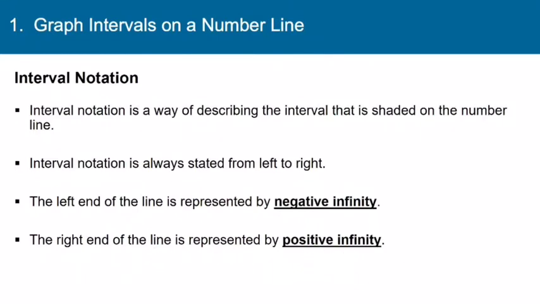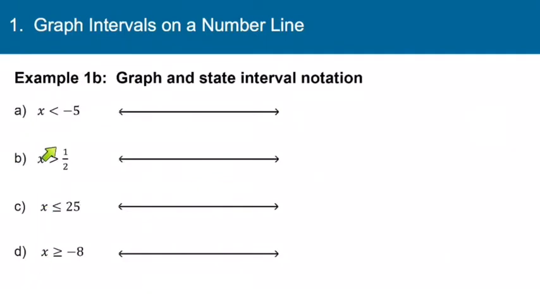So you know the infinity symbol is represented by that loop. It looks like an 8 on its side, so it would look something like this. So this would be negative infinity, and then the right end would be positive infinity. So let's take 4 more inequalities, and this time let's not only graph the inequalities, but let's also state the interval notation. So our first inequality is x is less than -5.